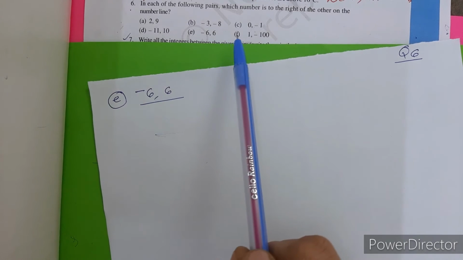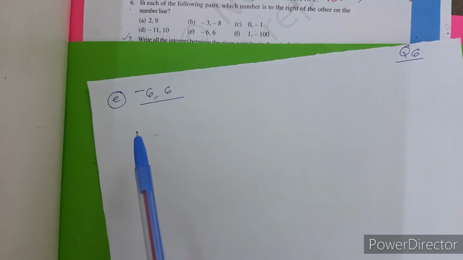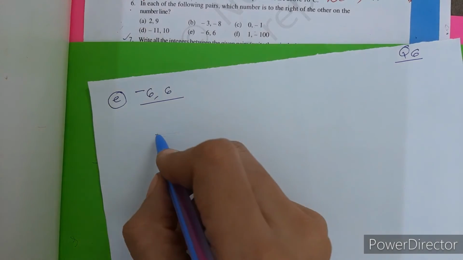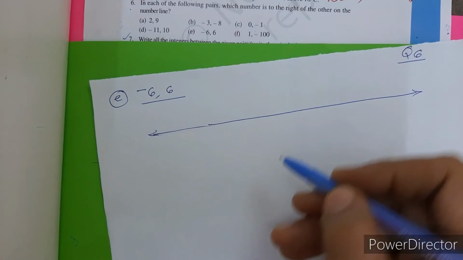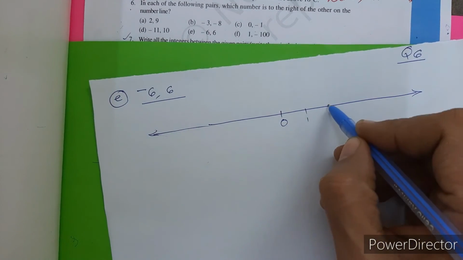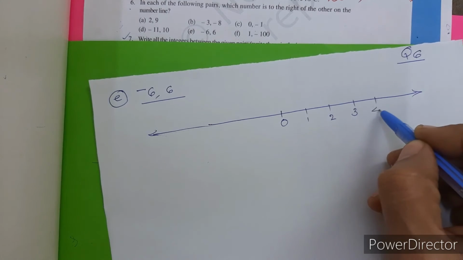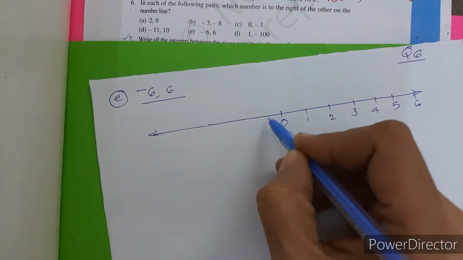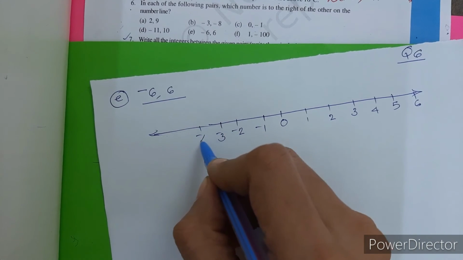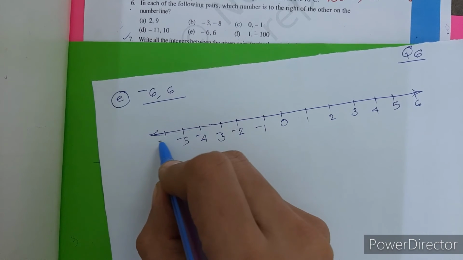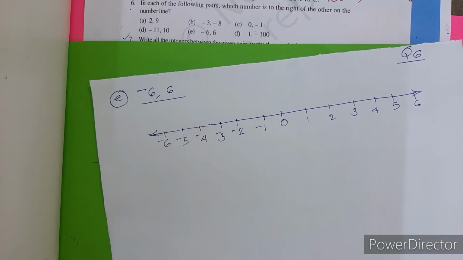Let me go to question number E. First of all, plot a number line. So this is your number line. Then 0, 1, 2, 3, 4, 5 and 6. Here minus 1, minus 2, minus 3, minus 4, minus 5 and minus 6. This is the number line. So the given pair of numbers is minus 6 and 6.